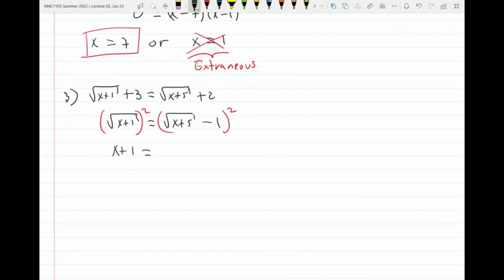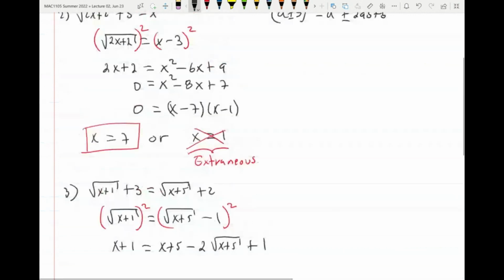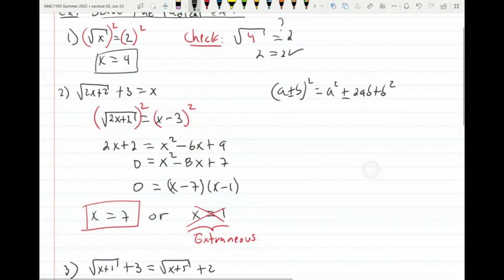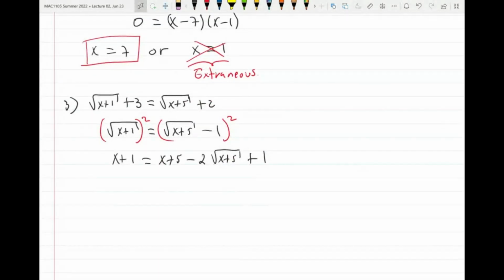And now on the right, it's very useful to use the formula. It's the first guy squared, which is just x plus 5, right? Minus 2 times the product of these two. So it will be 2 times this, which is just this, and plus the last guy squared, which is just 1. I'm using this formula, the one that I put up here. If you don't want to remember the formula, you should, because it's helpful. Just multiply this by itself and this 3. After you do that and simplify, you're going to obtain this.